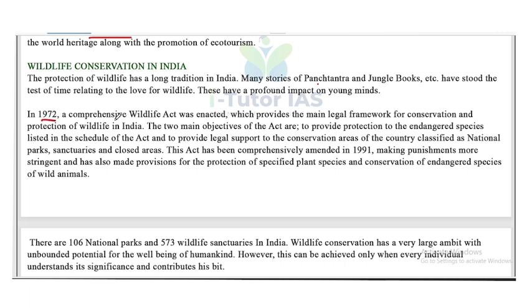In 1972, a comprehensive Wildlife Act was enacted which provided the main legal framework for conservation and protection of wildlife in India. The two main objectives of the Act are to provide protection to the endangered species listed in the schedule of the Act and to provide legal support to the conservation areas of the country classified as national parks, sanctuaries, and closed areas. This Act was comprehensively amended in 1991, making punishment more stringent and has also made provisions for the protection of specified plant species and conservation of endangered species of wild animals.